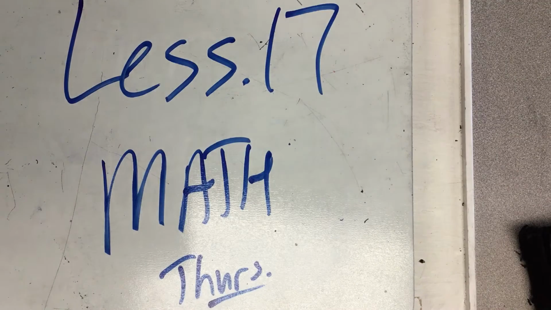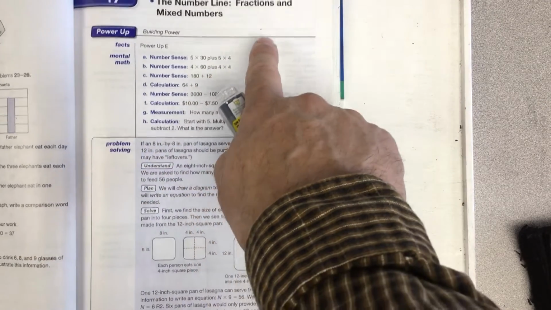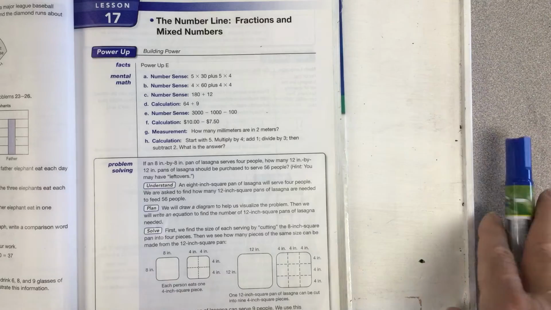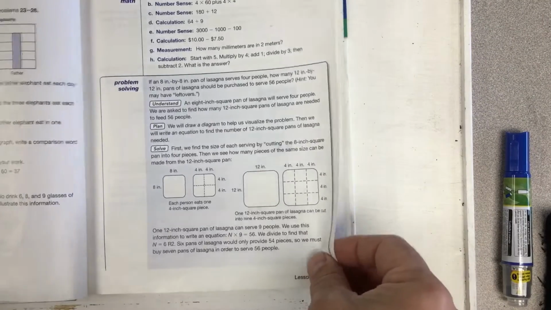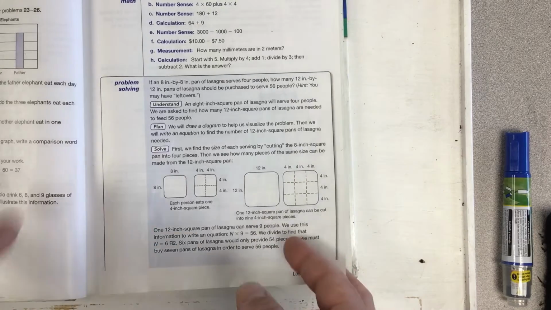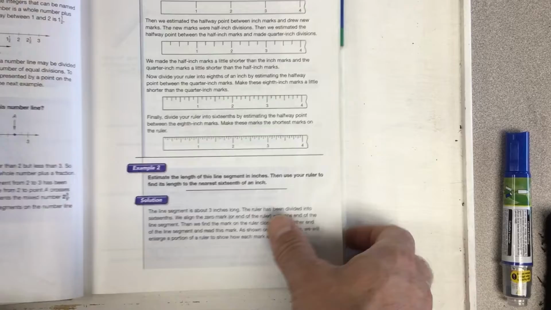Good Thursday morning. It is time for math lesson 17, and the topic today is the number line, fractions and mixed numbers, page 87 in your book. If you look at it here, there's a big problem solving, which I believe they give you the answer to, so you won't need to do that one today, but go ahead and read through it.